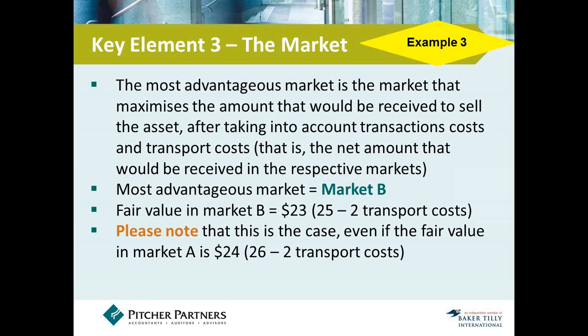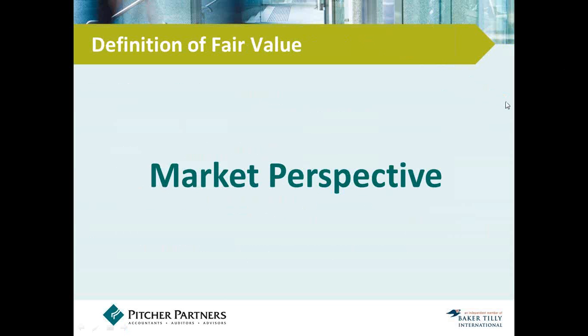However, first step is to see, is there a principal market based on activity levels? No. What is the most advantageous market taking transaction cost into account? It's market B. And then, all right, determine fair value in market B. And when we determine fair value in market B, we only deduct transport cost and not transaction cost. Very tricky. The moral of the story is when you look at the definition of fair value, you should always remember it's a market perspective. It's always about the market.